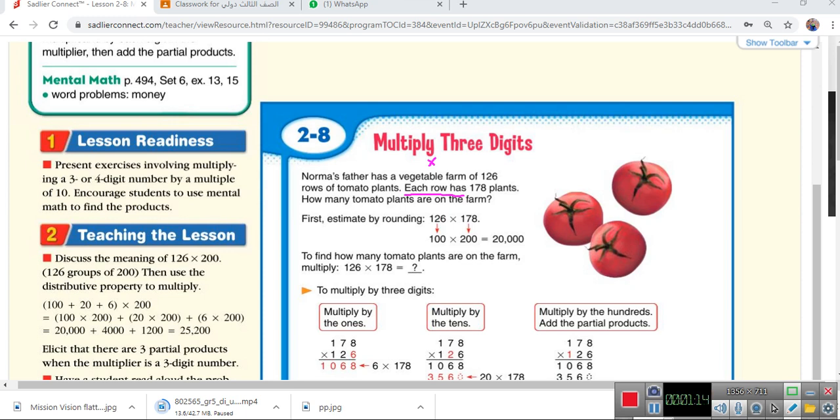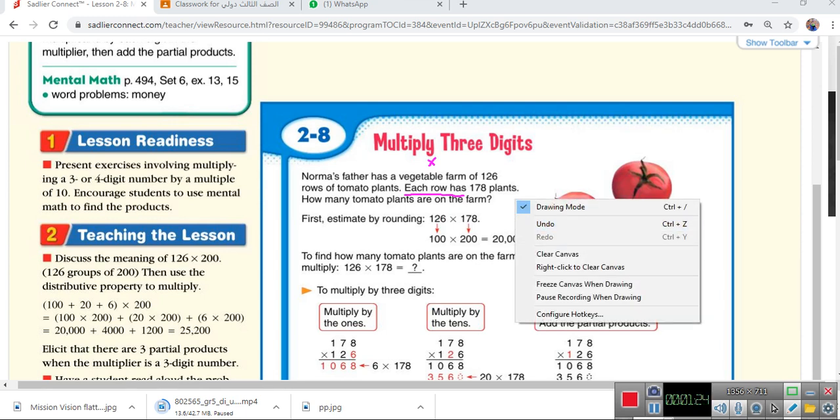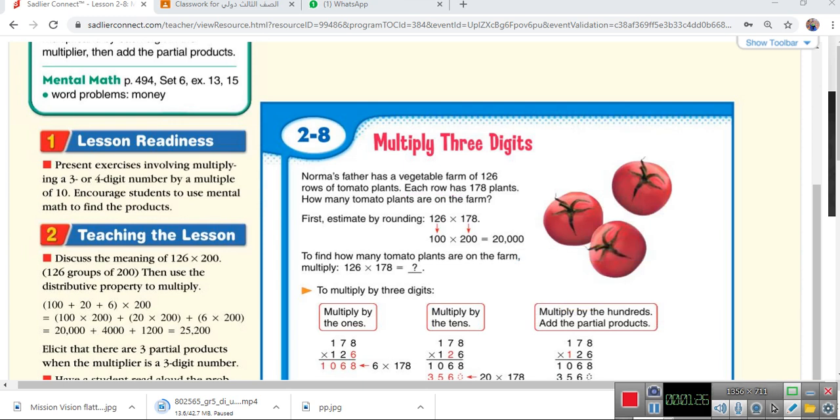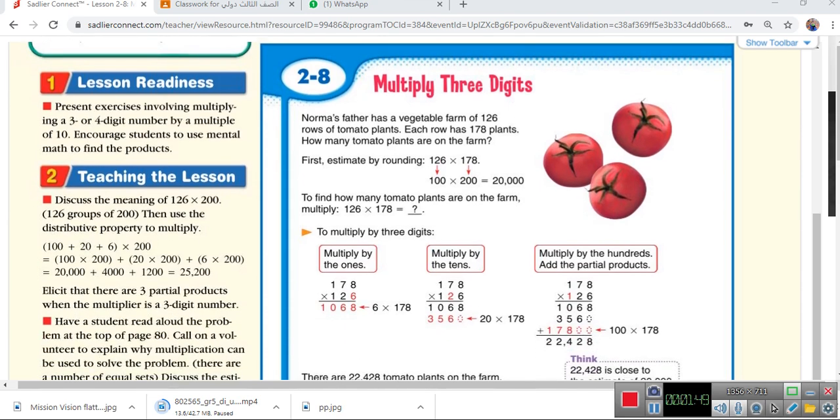The question is, how many tomato plants are on the farm? So we have to know how many tomato plants are on the farm. As I told you, we have to do a multiplication process. We have these two numbers, 126 with 178. Now, let's learn how to do the multiplication process. As you can see here, the multiplier and the multiplicand are 3-digit numbers. So we have our main steps to do this.